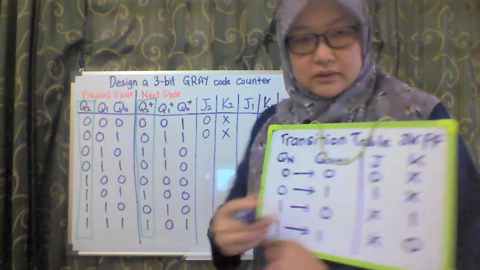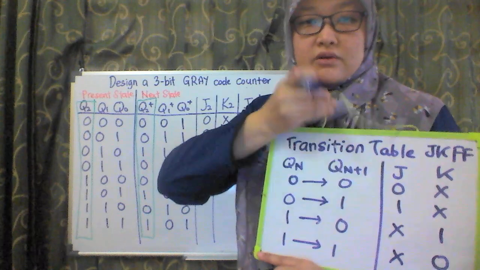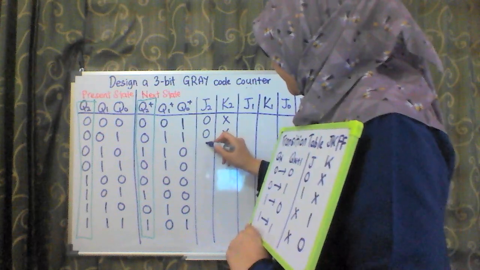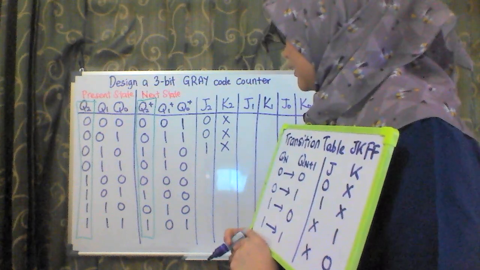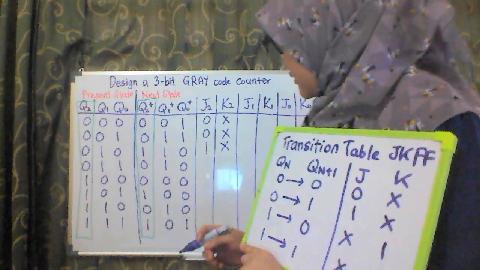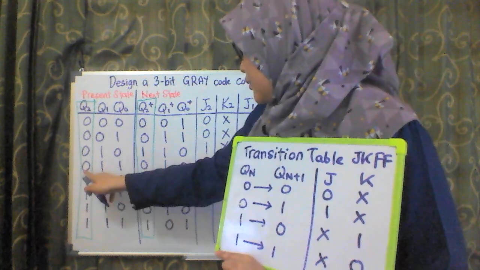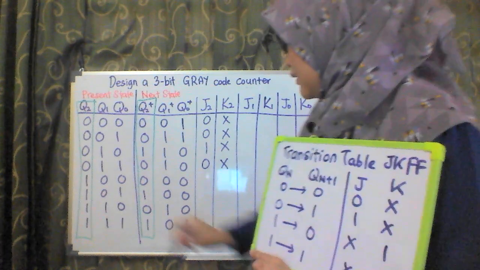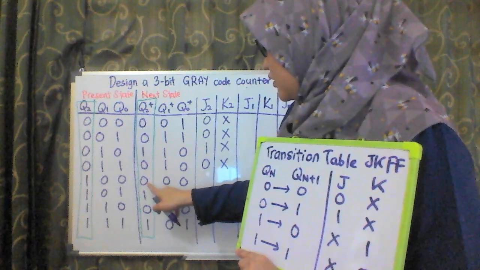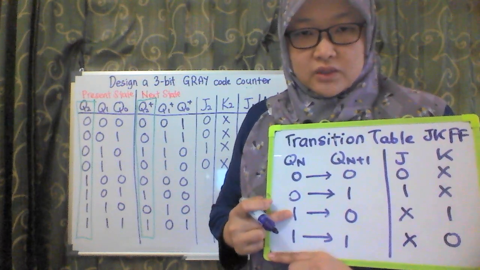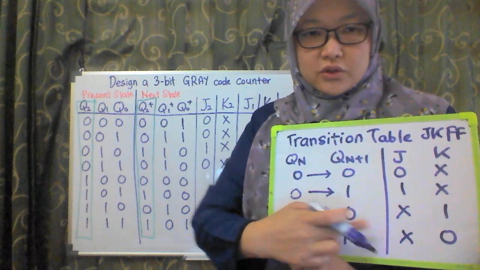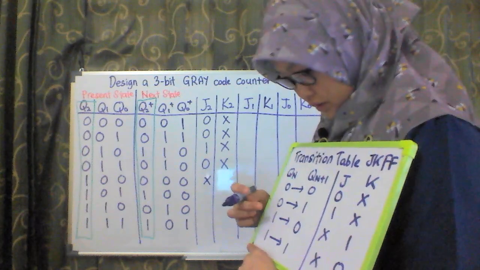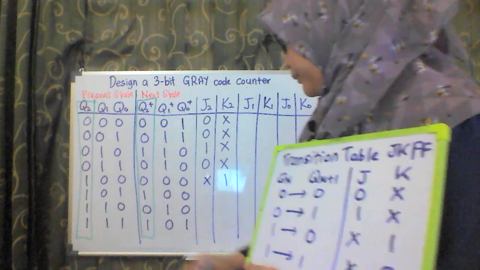0 to 0, 0 and don't care. 0 to 1, so let us check. If it's a 0 and it changed to 1, it should be 1 and X. J is 1, K is X. Next line, 0 and 0, it should be 0 and X. When your present state is 1 and then it changed to 0, it should be 1 and 0... sorry, don't care and 1.